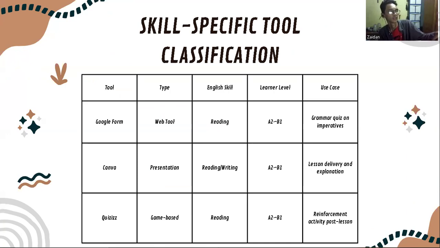And all three of them have the same English skill, which is reading, except Canva, which can be reading and also writing. For the learner level, they're the same. For the use case, Google Form is a grammar quiz on imperatives, Canva is lesson delivery and explanation, and Quizizz is a reinforcement activity post-lesson.